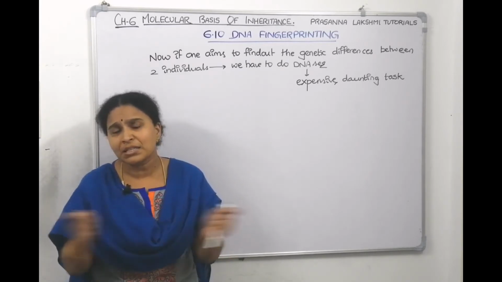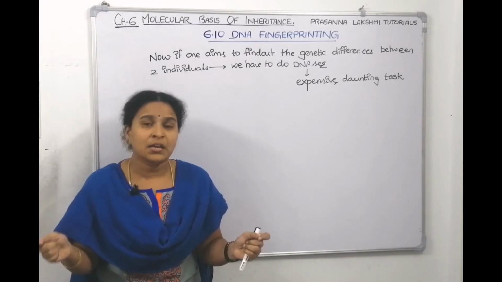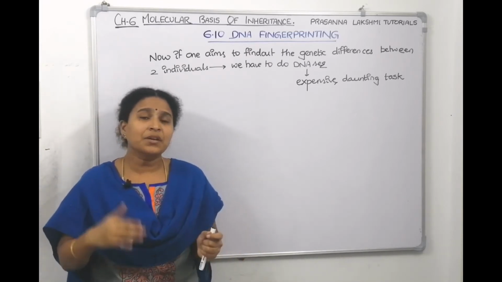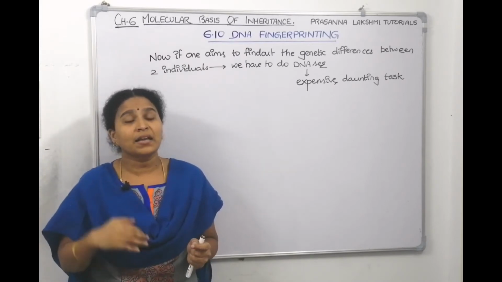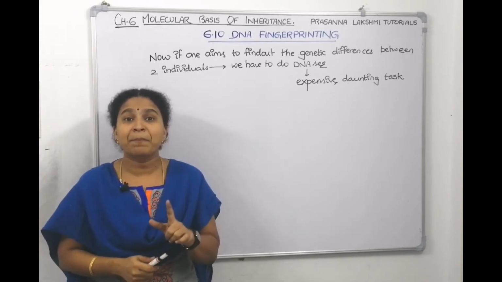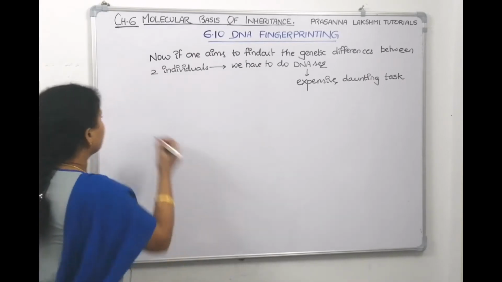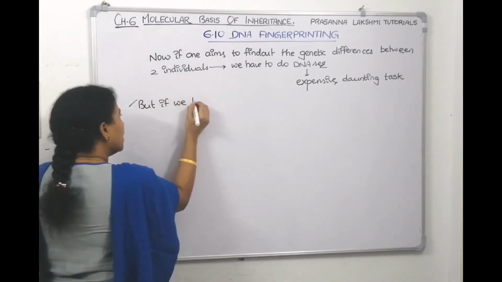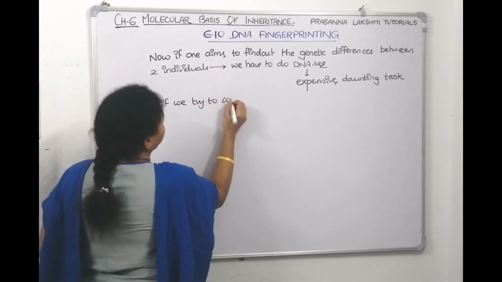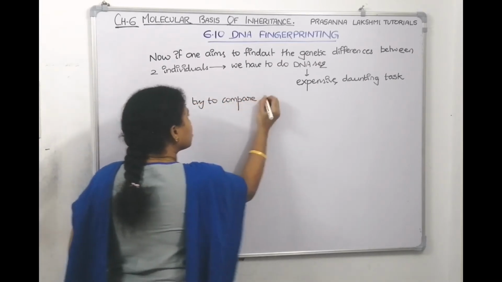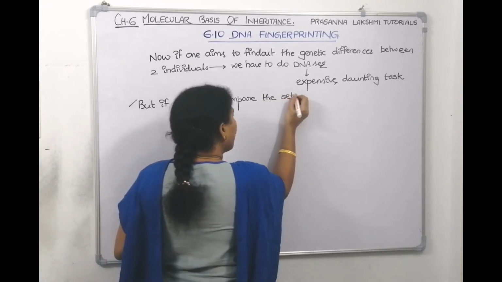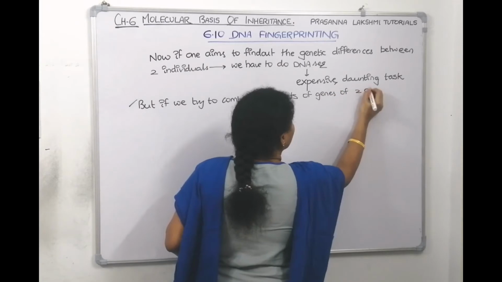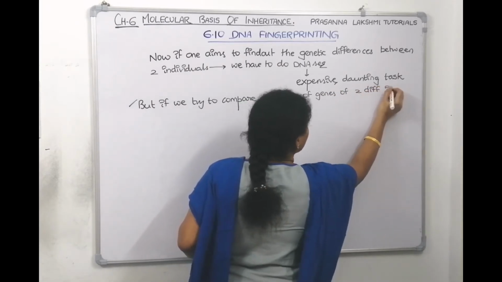We don't want to do the complete sequencing, right? We don't want to publish a paper on that. We just want to see, are they similar or are they dissimilar? For that, you need not study the whole thing. So that's why they have developed a new technique where we'll compare the sets of the genes of two different individuals, right?